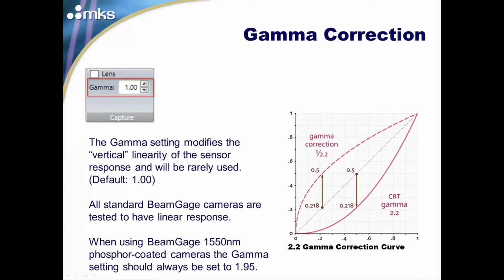1550 nanometers is far outside of the silicon response of a normal CCD sensor, but the phosphor coating that we apply does change that linearity, and so a gamma setting of 1.95 should always be used if you have one of those cameras. If you ever see gamma set to anything other than that, it will have a negative effect on your beam profile. So if you are working with 1550, you're going to really want to make sure that you know about that setting and keep an eye on it, so that in each setup file that you have for BeamGage, it's set appropriately.